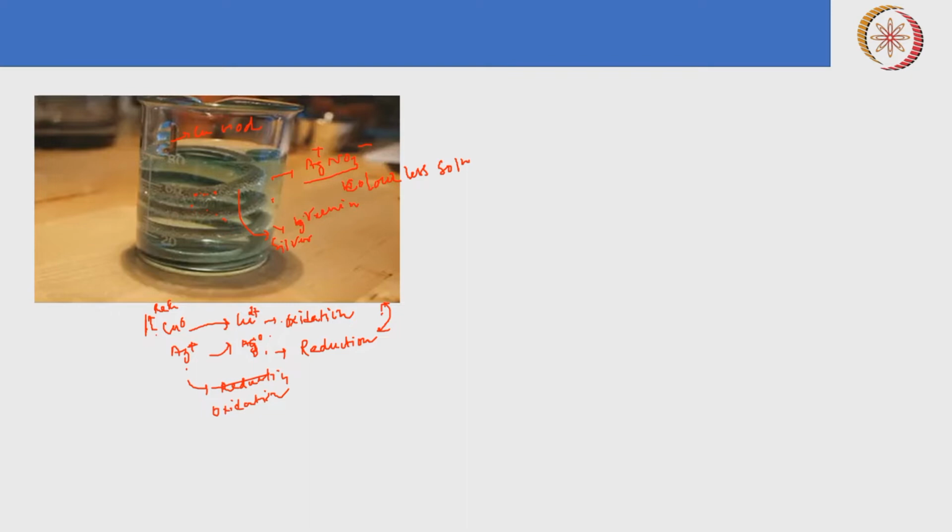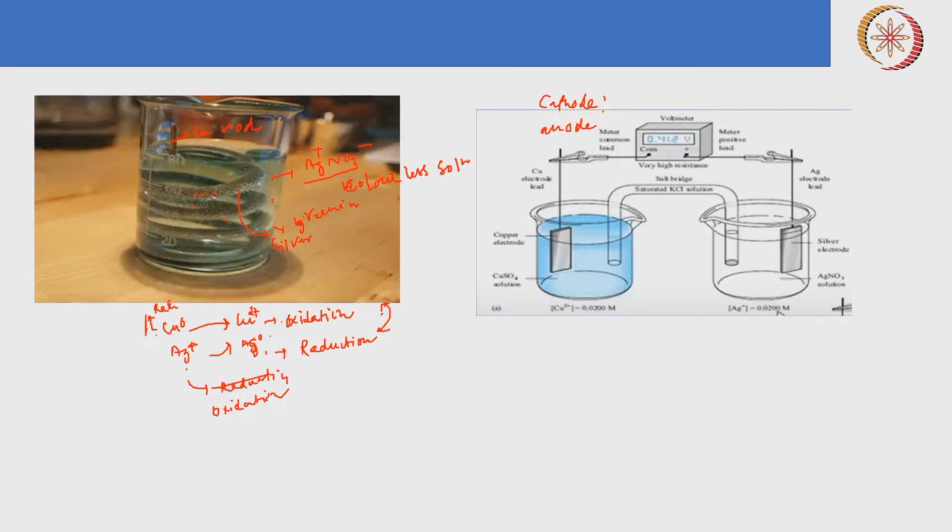Before this, we have two redox couples, and now we can make a cell where we can measure the potential of reduction of these compounds. Before going to this, we already know from school time what is cathode and what is anode.